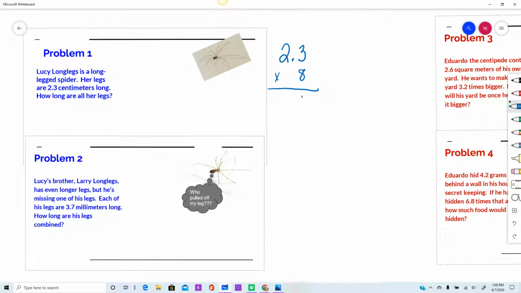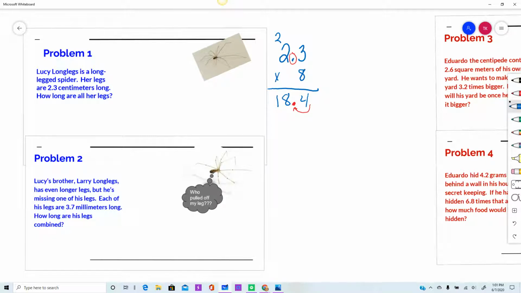8 times 3 is 24. We group the 2. 8 times 2 is 16 plus 2 is 18. Now I just count how many total decimal places I have in my problem. I only have one decimal point right there, so my answer is going to have one decimal place. And you can actually start from the back of your number and count over to know where to place your decimal point.